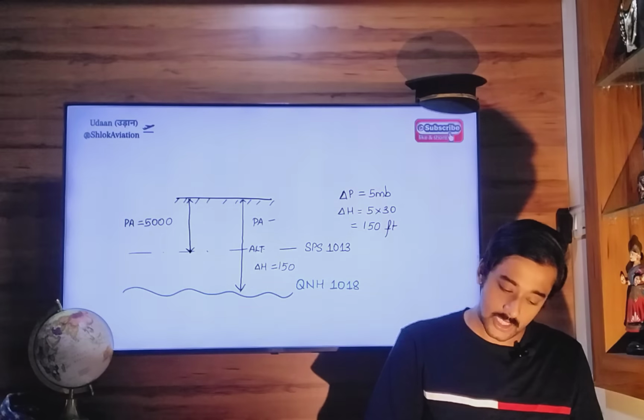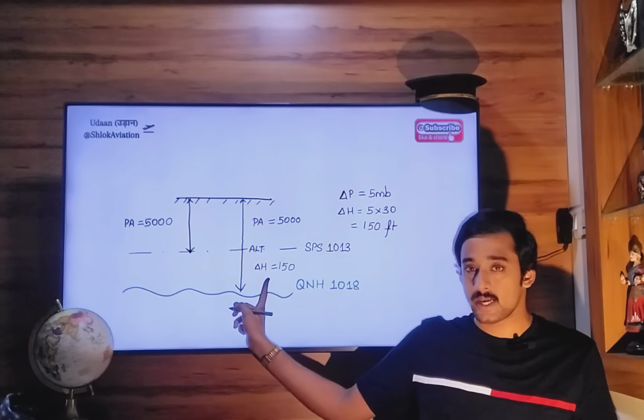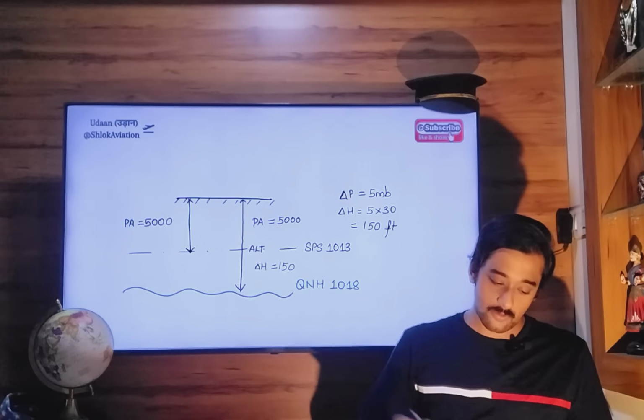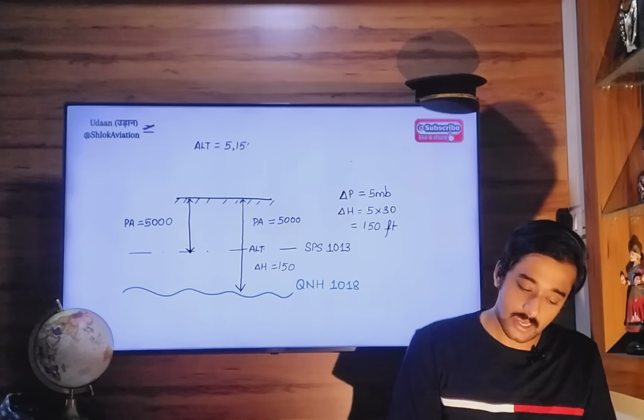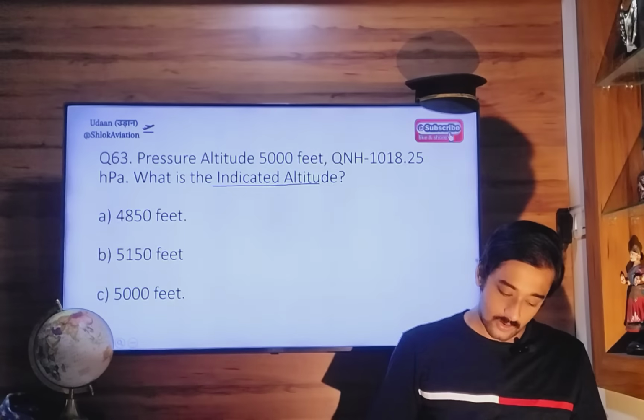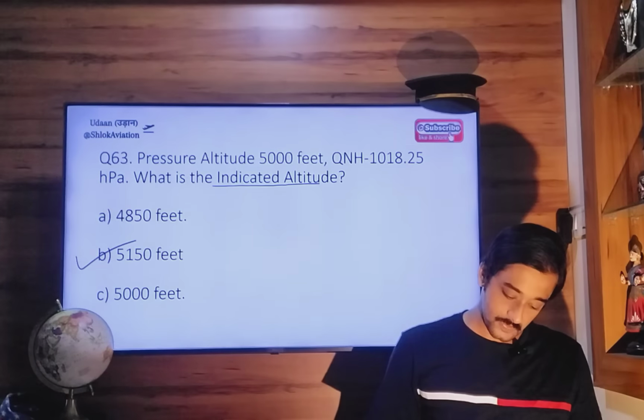Pressure altitude we know is 5000. So total altitude will be pressure altitude plus height difference, 5000 plus 150. So altitude will be 5150 feet. Okay, so this is your answer.